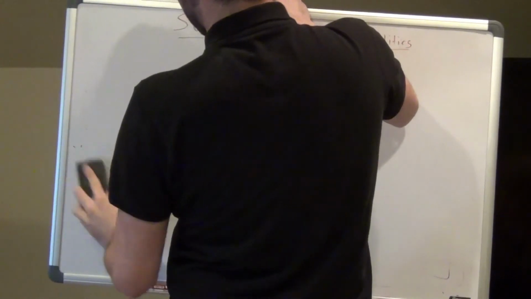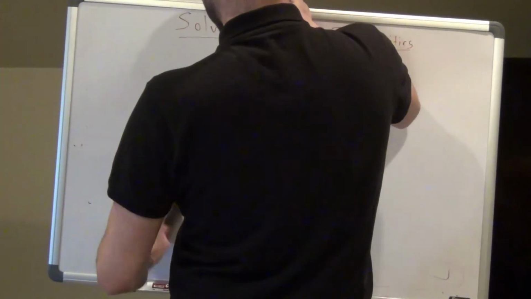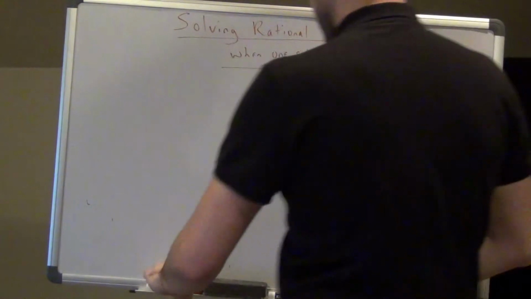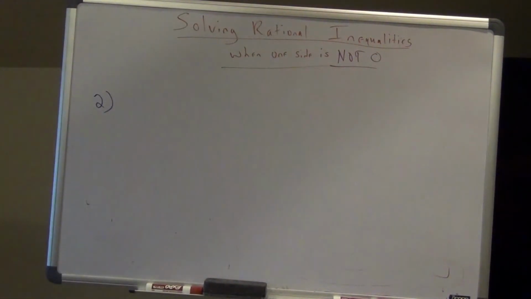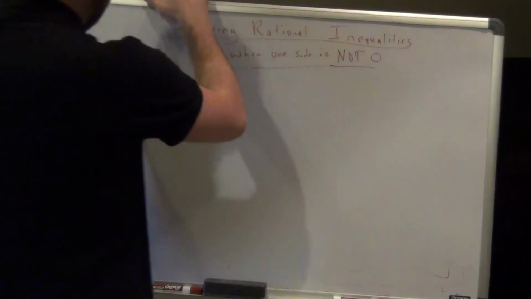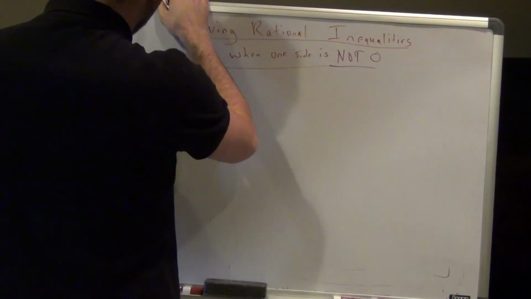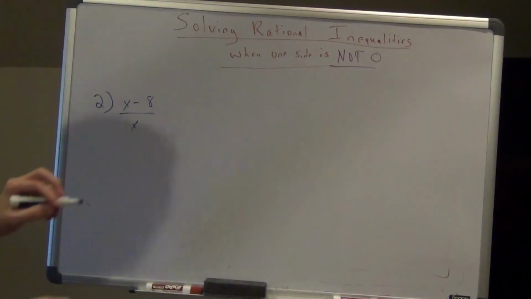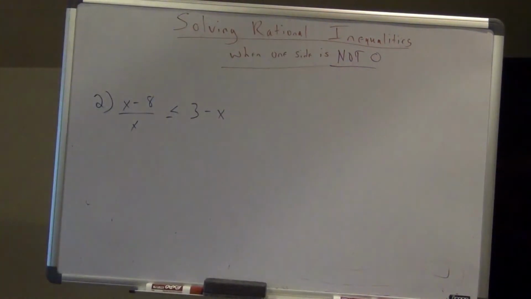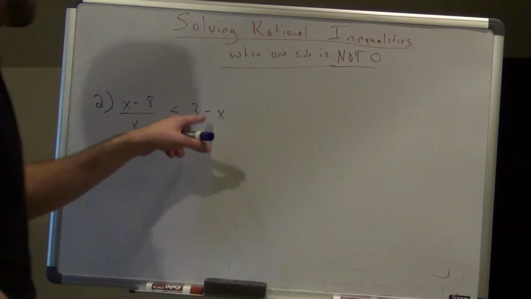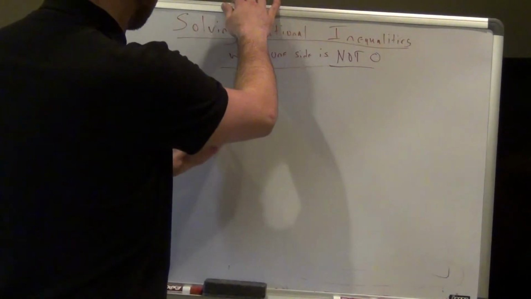all right, so let's look at one more. All right, so let's say I get this one. So I get x minus 8 over x is less than or equal to 3 minus x, right? All right, so what we have to do first is I'm going to bring the x and the 3 over. So what's going to happen is when I bring those over, I'm going to add x, subtract 3.